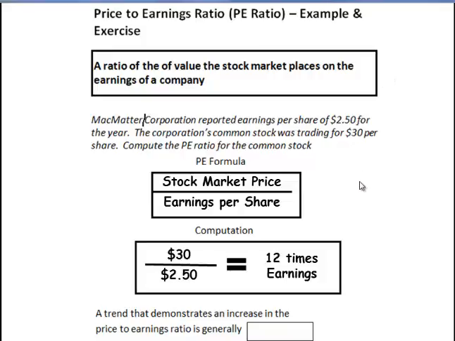Now, in this case, if we wanted to look at trends, let's assume that the PE ratio was 12 times during this year, then a year from now it's 12.5, then a year after that it's 13. That means the trend is increasing. And in that case, what that means is the market's willing to pay more for the equivalent earnings. So that's a favorable trend for the company. So in this case, it would be favorable.